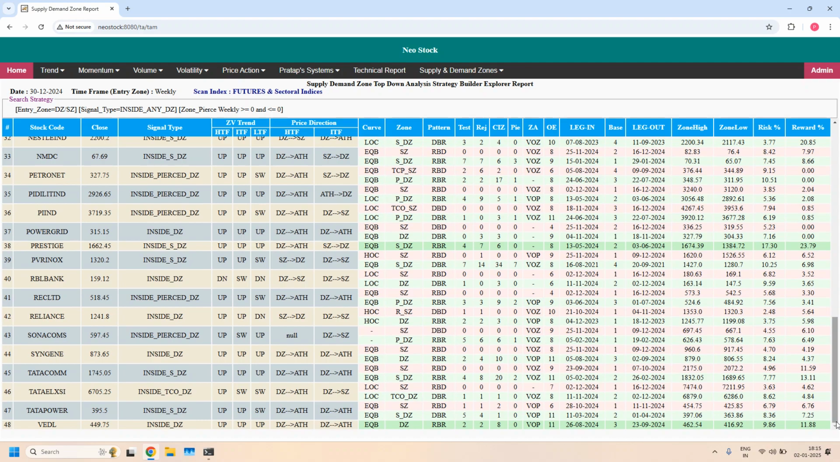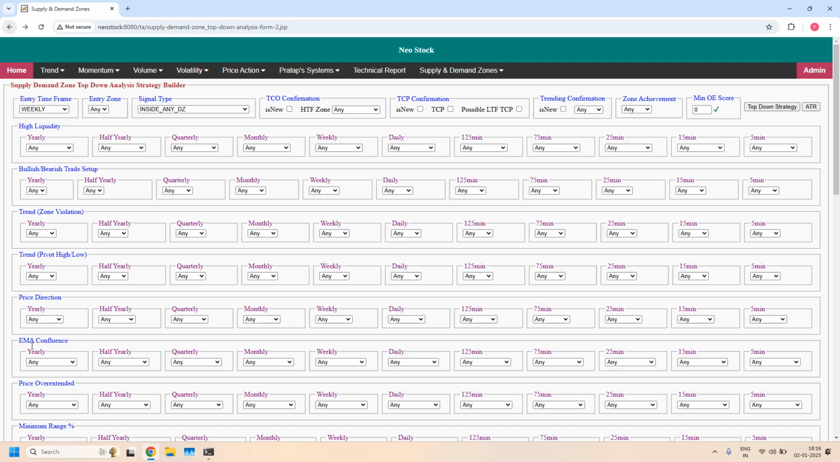So total 48 stocks are filtered where price closed inside the weekly demand zone. We can further filter based on the weekly EMA Confluence. For these 48 stocks, let us apply EMA Confluence filter at weekly time frame. I am selecting the filter weekly demand zone having weekly EMA Confluence. And the trend on weekly time frame should not be sideways.